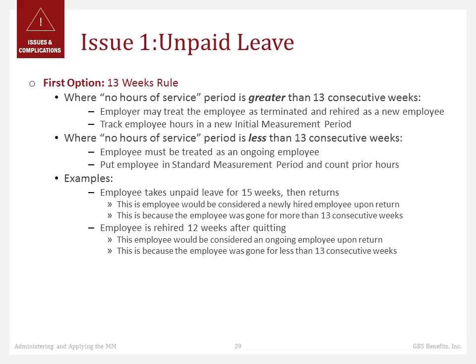Examples. An employee takes unpaid leave for 15 weeks and returns. Because this employee was gone greater than 13 consecutive weeks, he or she would be considered a newly hired employee upon return. Another example, an employee is rehired 12 weeks after quitting. Under this rule, because the employee was gone less than 13 consecutive weeks, this employee would be considered an ongoing employee upon return, and they would need to be put back in whatever cycle they were in prior to their absence or their departure.